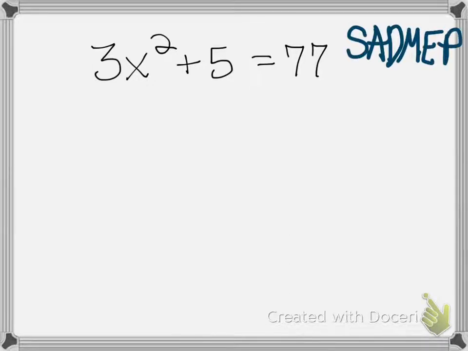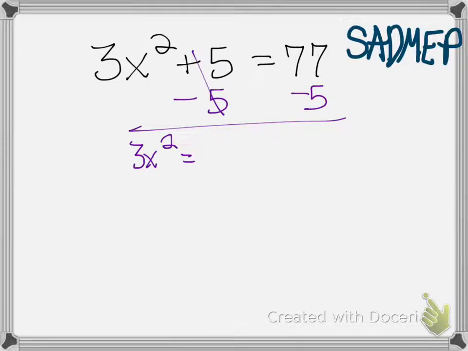Like I said, S represents subtraction, right? So looking at this equation, is there something I can subtract on both sides? Yep, I can subtract 5 on both sides. And when I do that, I'll bring down my 3x squared. 77 minus 5 will give me 72. So I'll cross out the S.